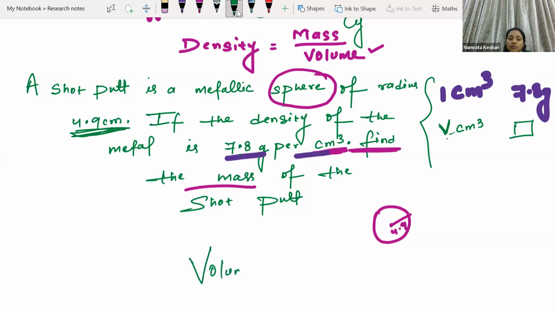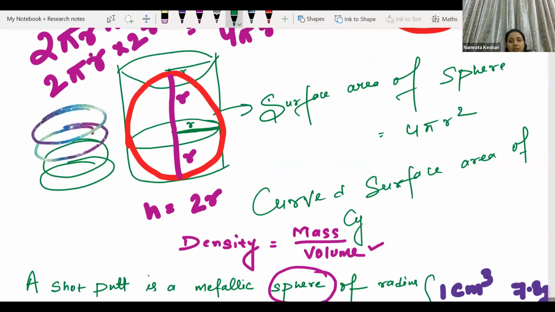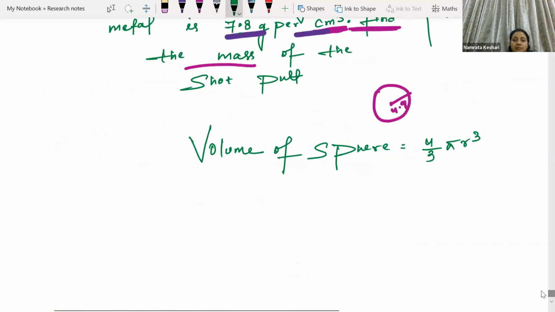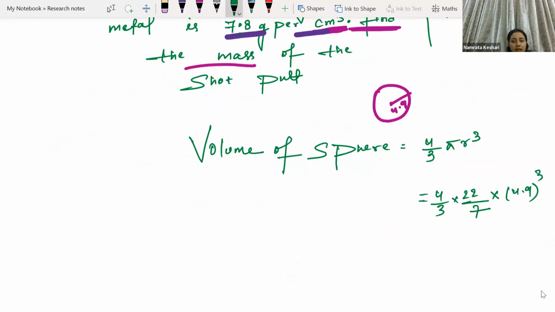First, find the volume of this sphere having radius 4.9. Volume of a sphere will be, please do it, everyone. The formula for the volume of a sphere is 4 by 3 pi r cubed. Pi value, nothing is mentioned over here, so of course we will be taking pi as 22 by 7. So 4 by 3 into 22 by 7. Radius is given as 4.9, so 4.9 cube. This is the volume. If you want, you can calculate it, or you can keep it for now as it is.